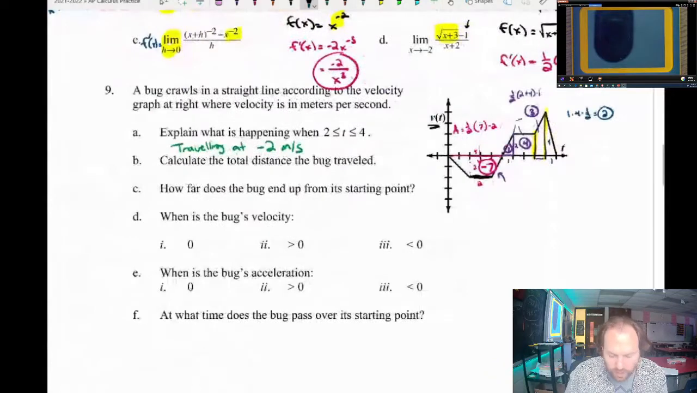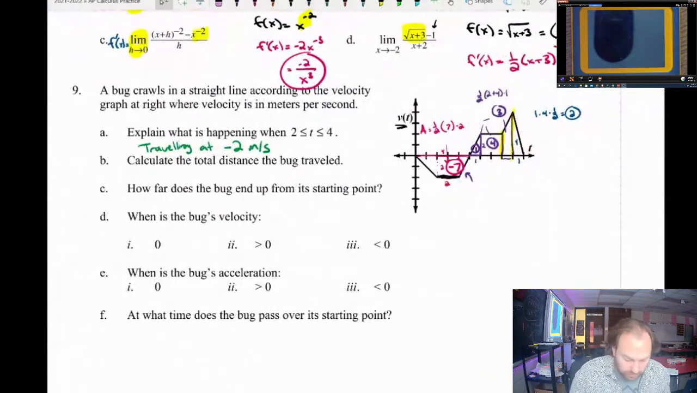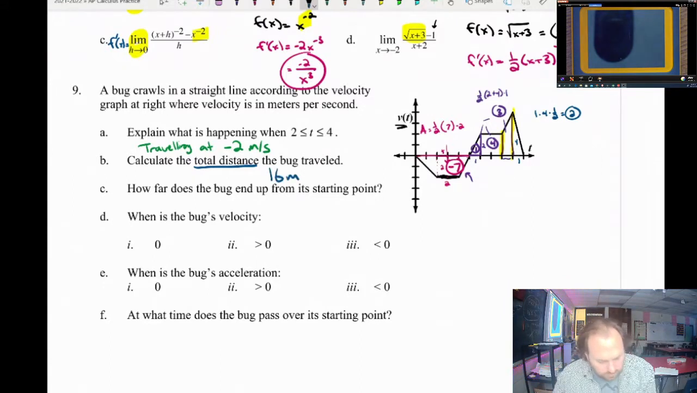So the total, actually, hang on, I got to read the question correctly. Total distance means we don't care about negative or positive. So the total distance is going to be 7 plus 1 plus 4 plus 3 plus 2. We're going to add it all together with absolute values involved. So that 7 plus 7 is 14 plus 2 is 16 meters.